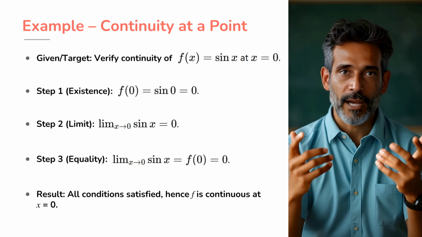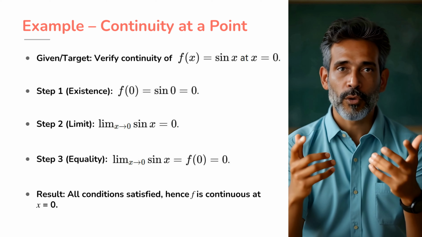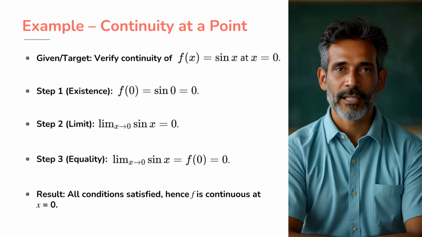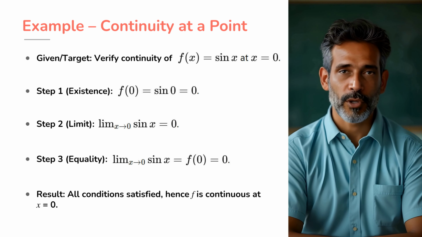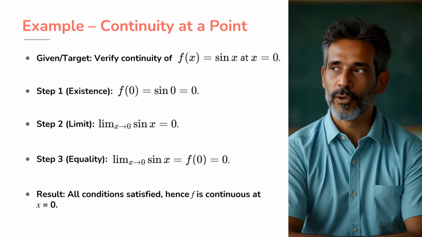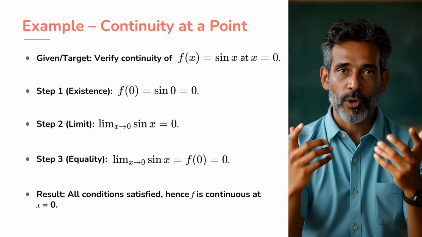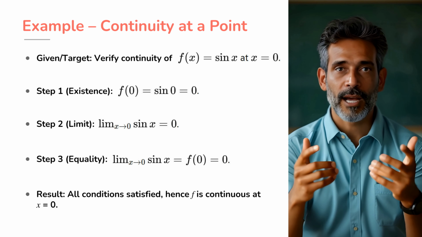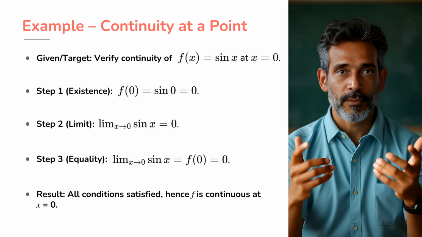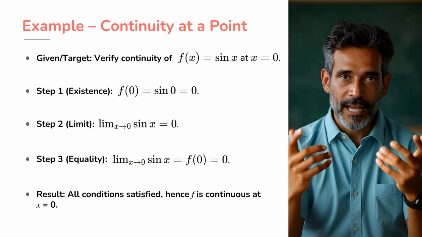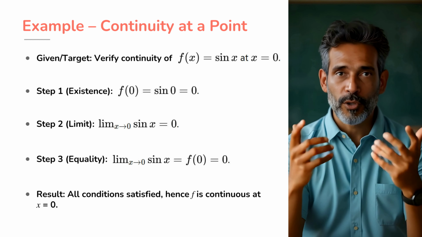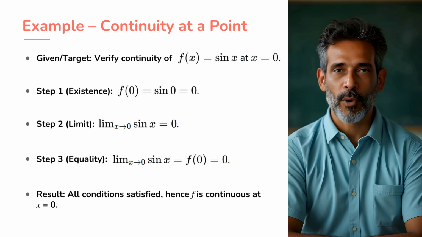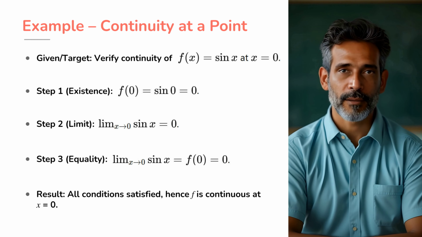Let's prove continuity with a simple but classic example, sin x at x equals 0. Step 1, f of 0 equals sin 0, which is 0. Step 2, limit of sin x as x approaches 0 equals 0. Step 3, both values are equal, so all conditions are satisfied. Hence, sin x is continuous at 0. In fact, sin x is continuous everywhere on the real line. The smoothness of the sine wave makes it a perfect example of continuity.